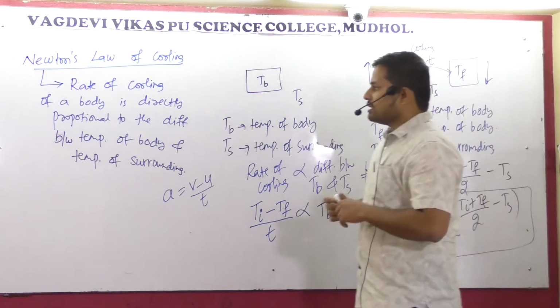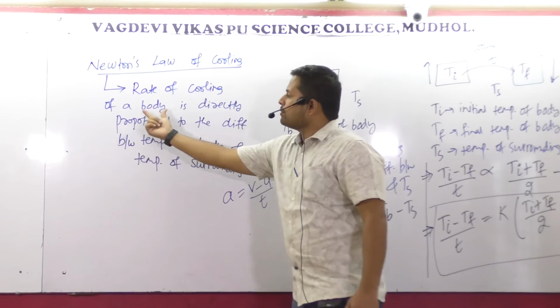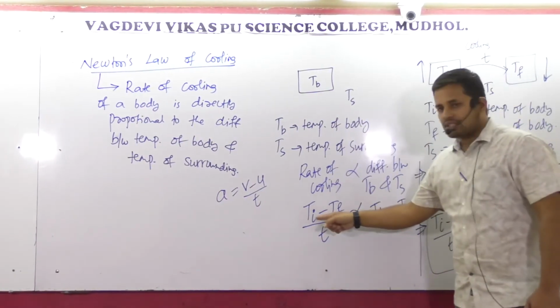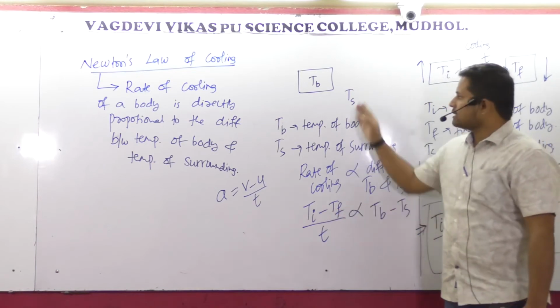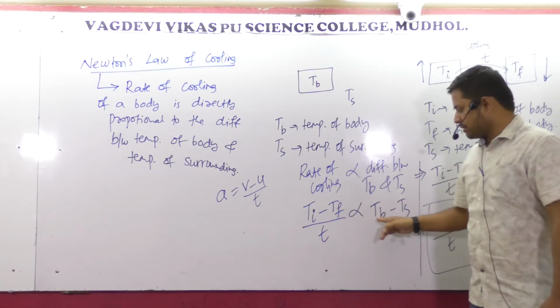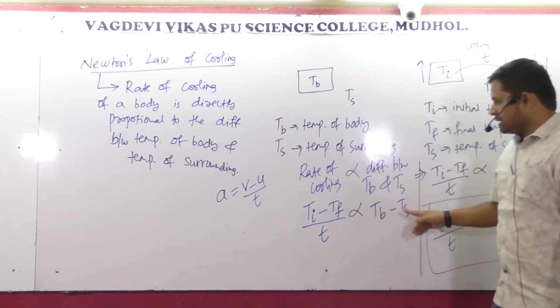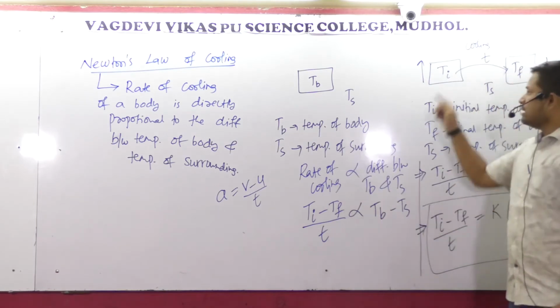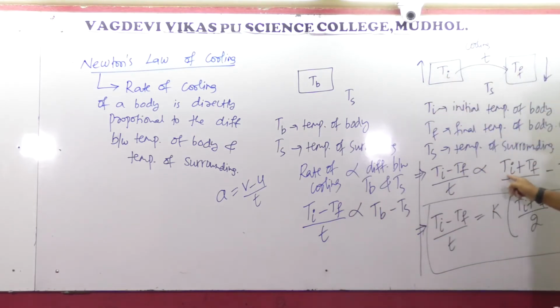Here, what they are trying to say is the rate of cooling of a body. What is the meaning of rate of cooling of a body? Initial temperature minus final temperature, because one is higher and one is lower here, so divided by time, directly proportional to temperature of body minus temperature of surrounding as per the statement. But Tb, which Tb, Ti or Tf? So I have taken both: Ti plus Tf divided by 2 minus Ts. Then I have put this on constant K.